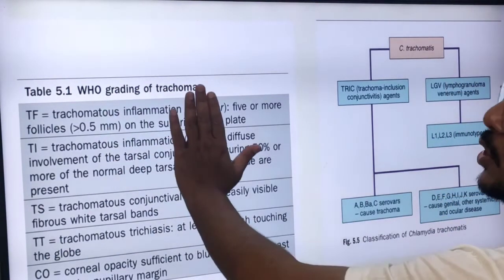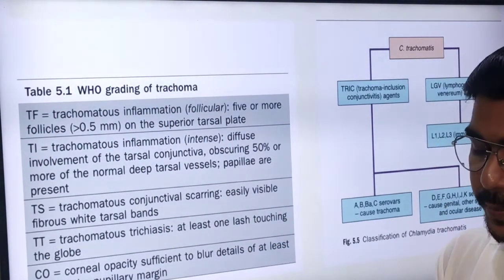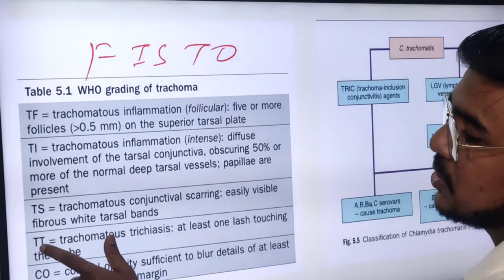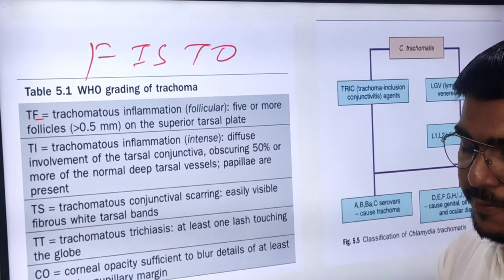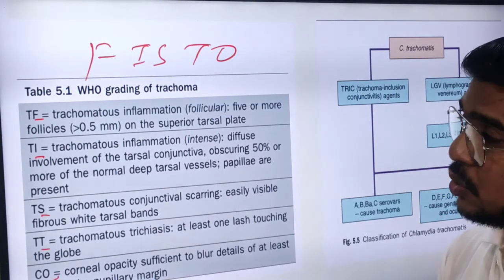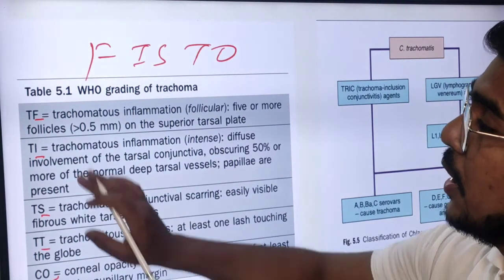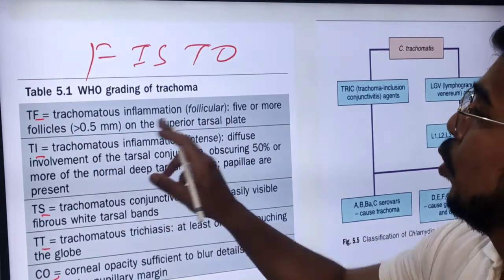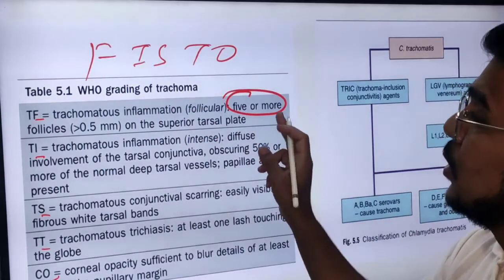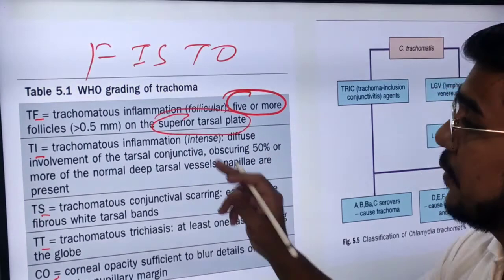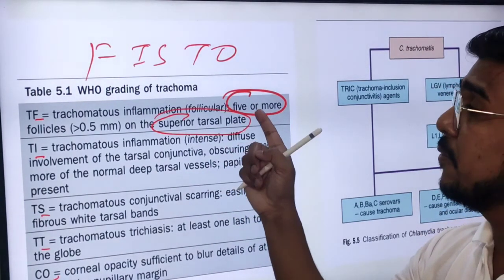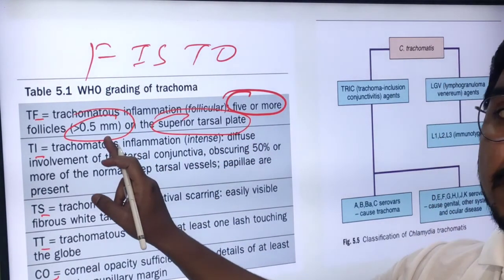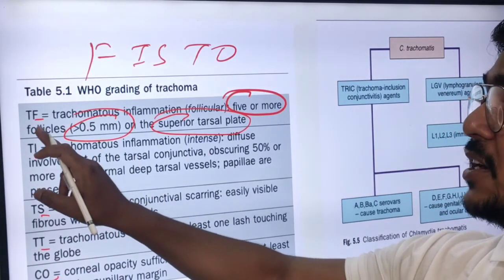Now coming to this WHO grading, FISTO grading, you can also remember it by FISTO. This is F, this is I, this is S, this is T, this is O. Remember this: follicles, trachomatous inflammation follicular. Whenever it is present, 5 or more in the superior tarsal conjunctiva, this is important. This has been asked on the examination. That's why you have to remember 5 or more in the superior tarsal conjunctiva and more than 0.5 cm. This is very important to understand, so that then it is called a follicle.